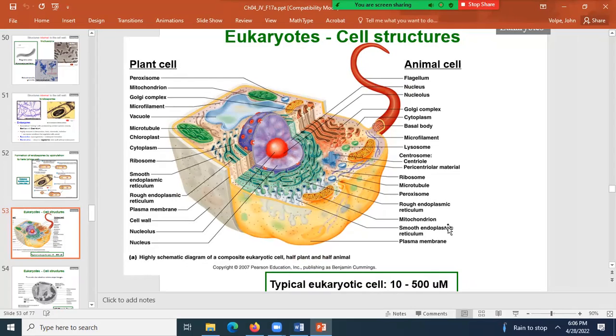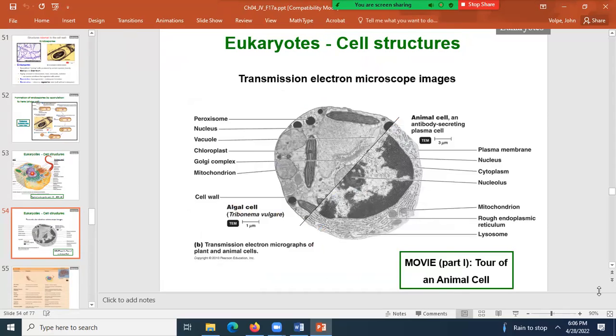Let's see. I think that's about it. Eukaryotic cells are larger than prokaryotic cells. Remember, they're about 10 times larger. And here we're looking at an actual plant cell on this side in the electron microscopic image, and an actual animal cell on this side, also in the electron microscopic image.